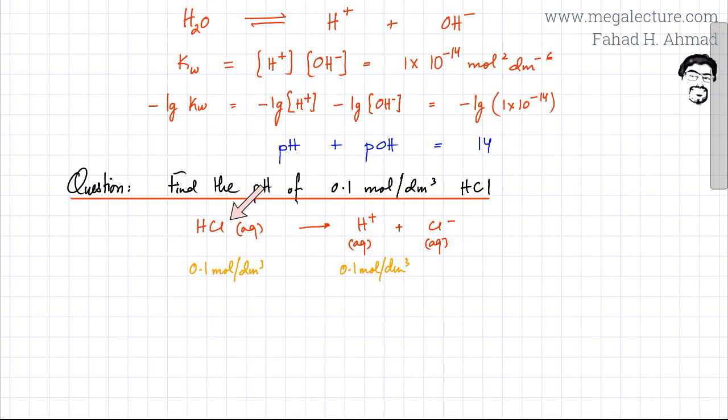If you know the concentration of the acids, you directly know the concentration of H+ ions in solution. The only thing you need to do now is simply do the calculation and find the pH. So pH would be equal to minus log of the concentration of H+ ions, and in our case the concentration of H+ is 0.1 mole per decimeter cube. If I take the negative log of this using my calculator, I get a value of 1. So the pH for HCl having a concentration of 0.1 mole per decimeter cube is going to come out to be equal to 1.